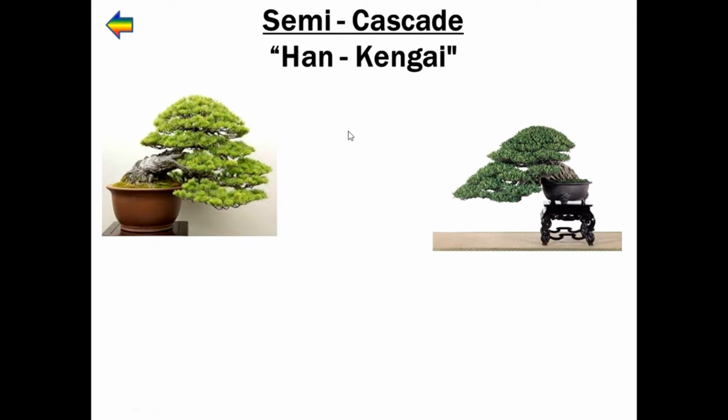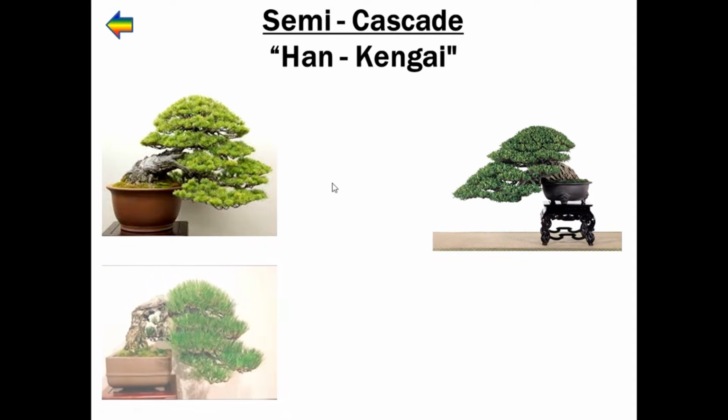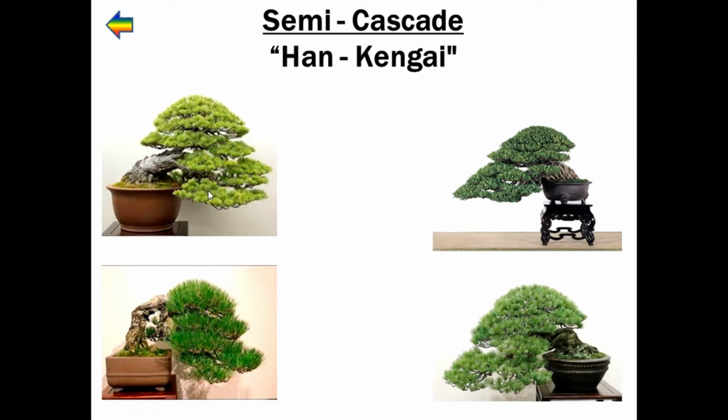Han kengai. The apex of the tree extends just to the level of or beneath the lip of the bonsai pot. It does not fall below the bottom of the pot.